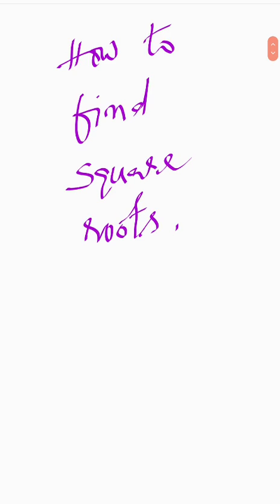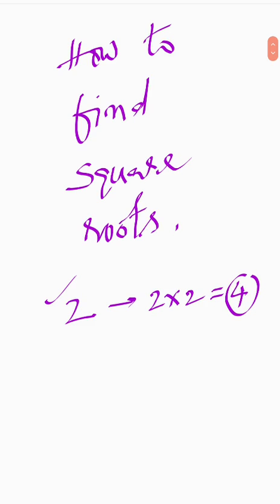For example, here I'm writing 2. What is the square of this number? The square of this number means the given number we have to write as a product of the same number. That means 2 twos are 4. That means 4 is the square of 2. 4 is the square of 2.